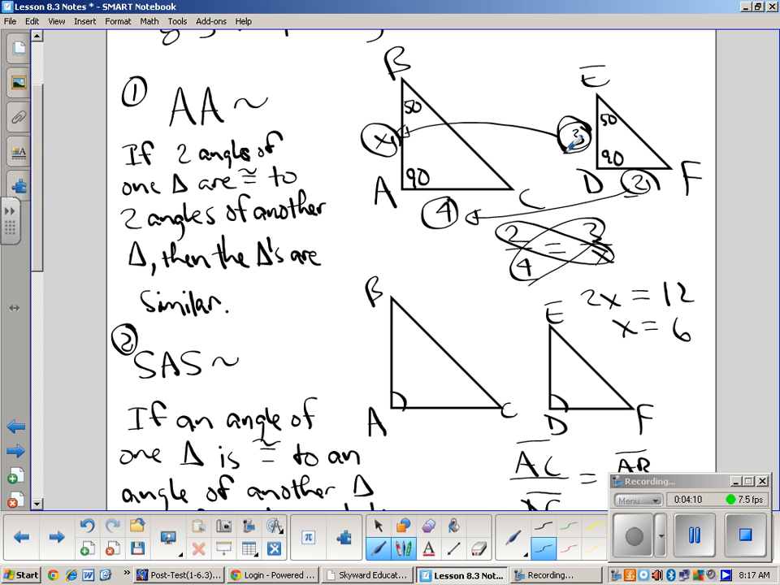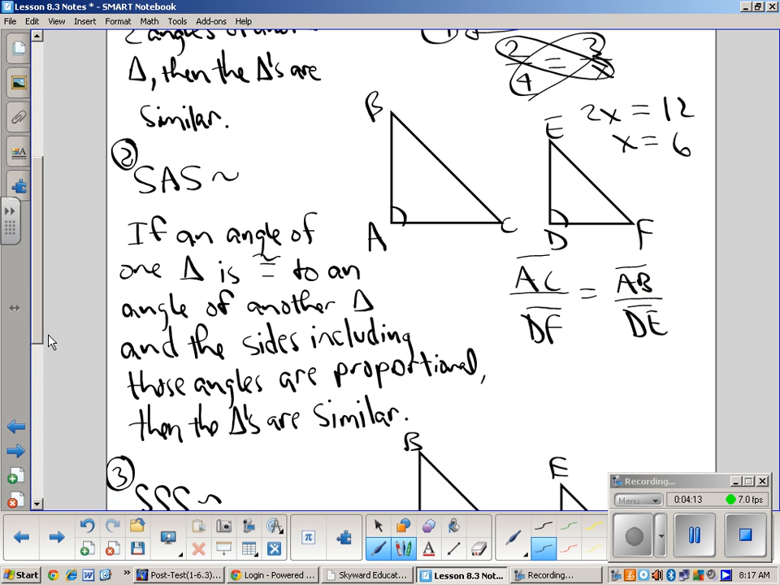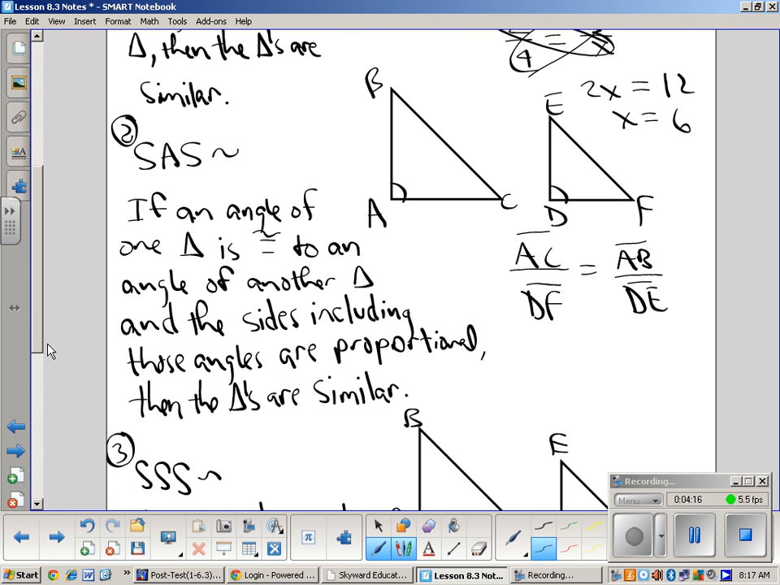So think of these three rules as minimum criteria. If I have just this information, it's enough to say the triangles have to be similar. So in side angle side, we're saying if an angle of one triangle is congruent to an angle of another triangle, and the sides including those angles, remember including means the sides that put the angle in between them. So we're talking about this side and this side here and this side here. This angle is included between these two sides, and this angle is included between these two sides. Okay?